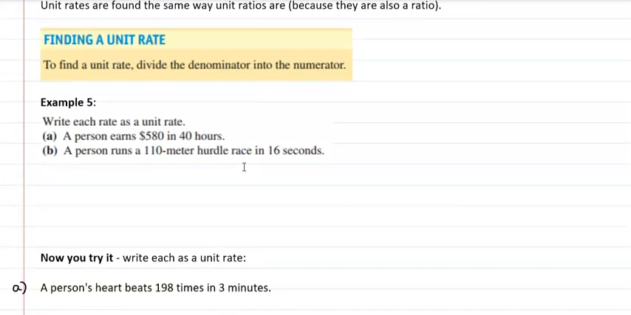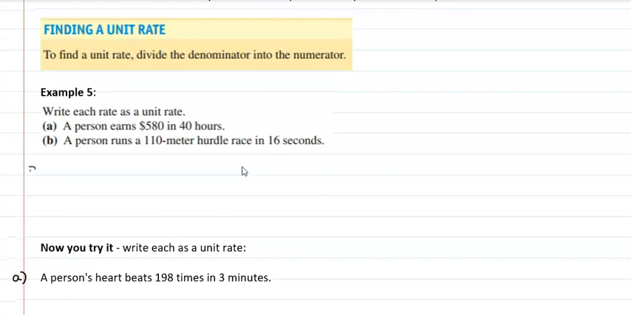So let's move this down, and the first one is $580 in 40 hours, or per 40 hours. So remember not to leave the units off now. You don't need to do any reducing here. Just use a calculator, divide 580 by 40, and you're going to get $14.50. And you know what to go to: you go to the hundredths place because it's money. So that's the big clue, per hour. Okay, so $14.50 per hour.